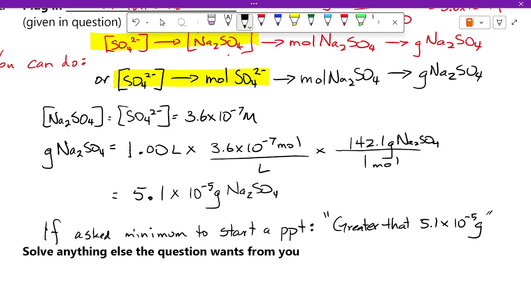So if it was asked for maximum, this would be the maximum without a precipitate. So that's fully saturated, but no precipitate. If asked for minimum, I would just say greater than 5.1 times 10 to the negative 5. So it's basically just asking for the most. For minimum, just add the two words greater than, and you're done. Otherwise, it's exactly the same question.